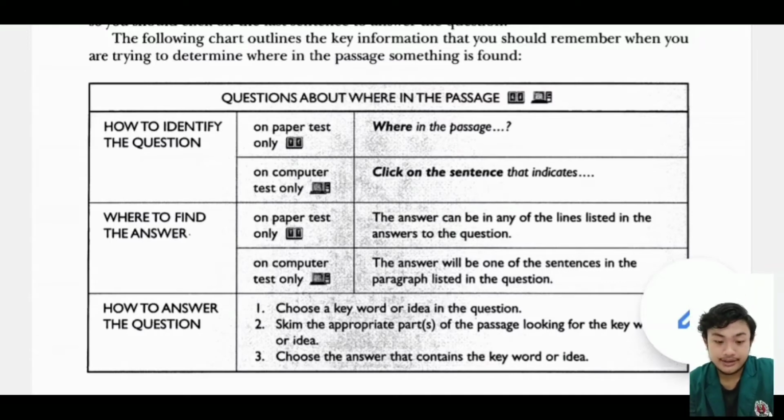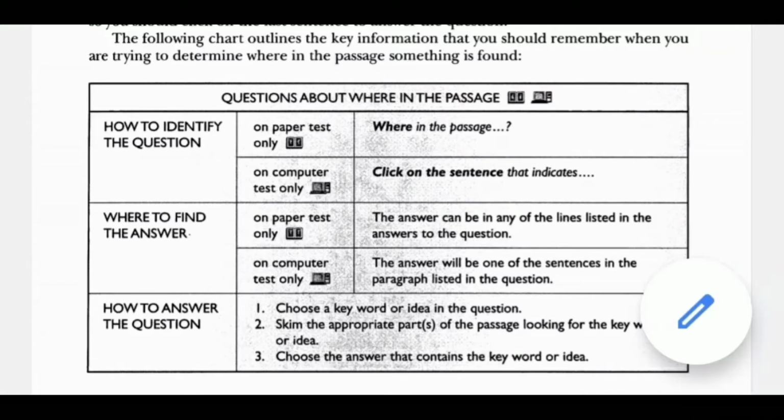How to answer the question? Number 1, choose a keyword or idea in the question. Number 2, skim the appropriate parts of the passage looking for the keyword or idea. Number 3, choose the answer that contains the keyword or idea.